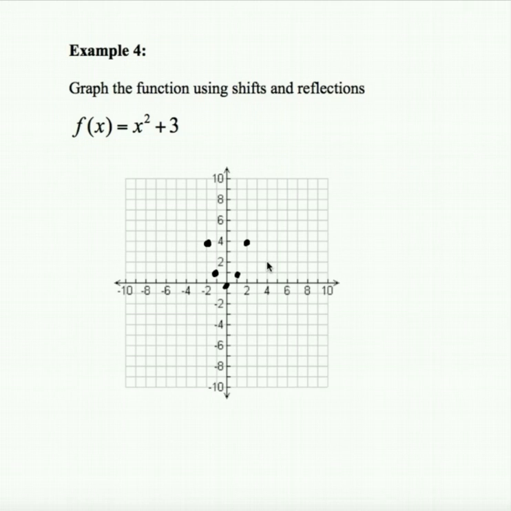In example 4, we're going to start looking at what the graph actually looks like. So we understand what the different transformations are. Now we're going to graph those transformations. Example 4 tells us to graph the function using shifts and reflections, so using transformations.